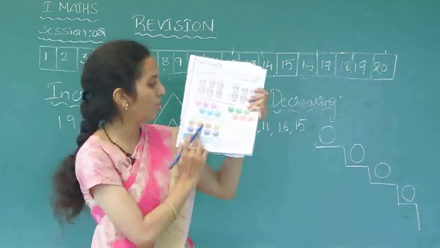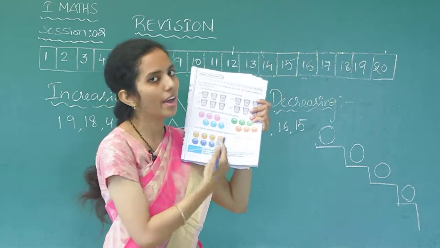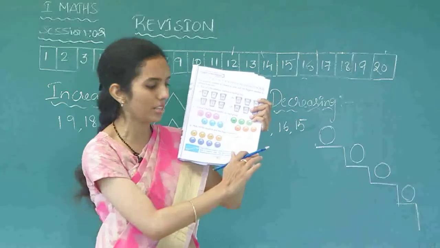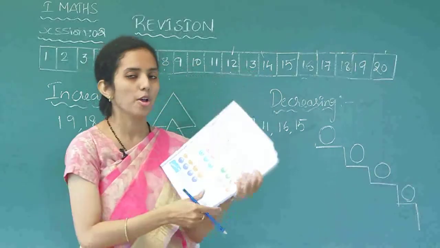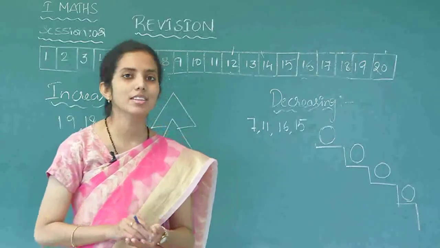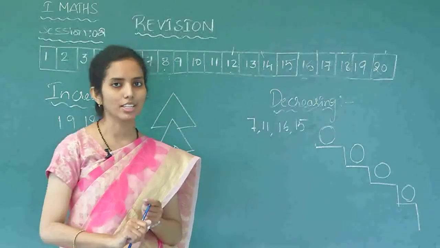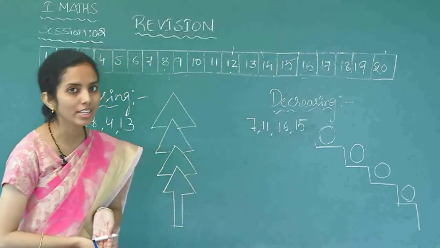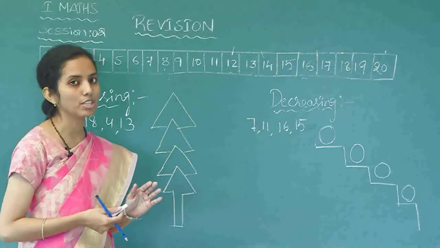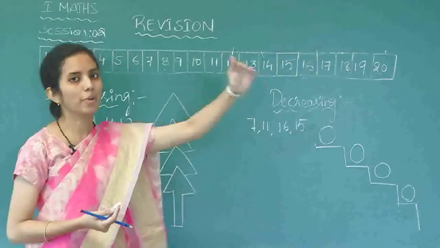Here at the bottom, you have to write the smallest and biggest from the given balls. Orange ball smallest and biggest, blue ball smallest and biggest. Now let us see one more topic, that is increasing order and decreasing order. So what is increasing order? Increasing order means writing the numbers from smaller to bigger.